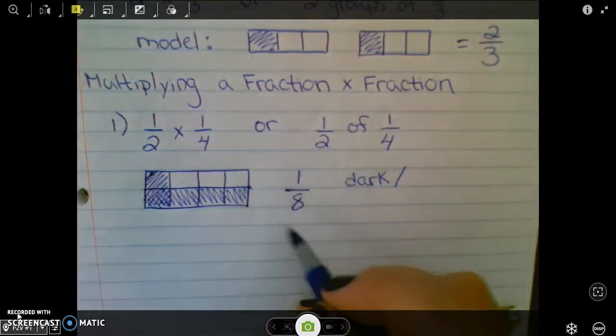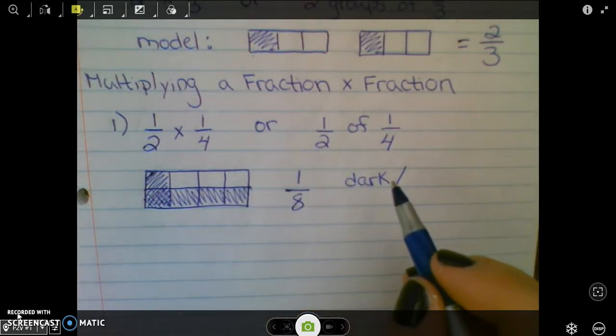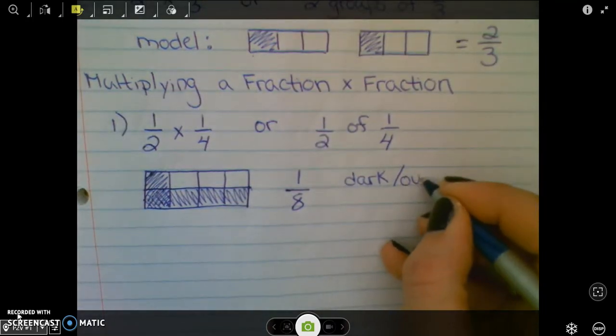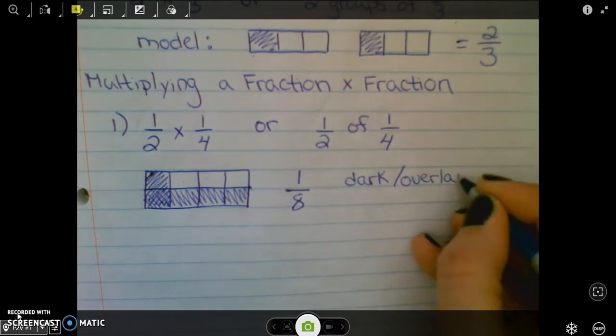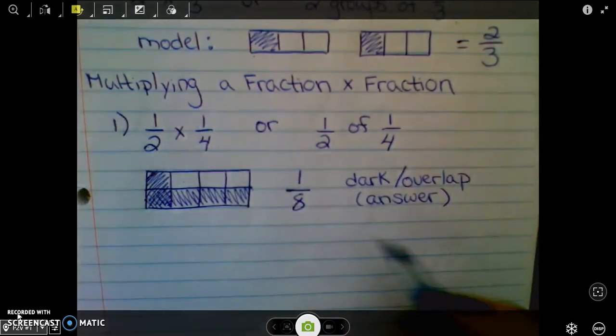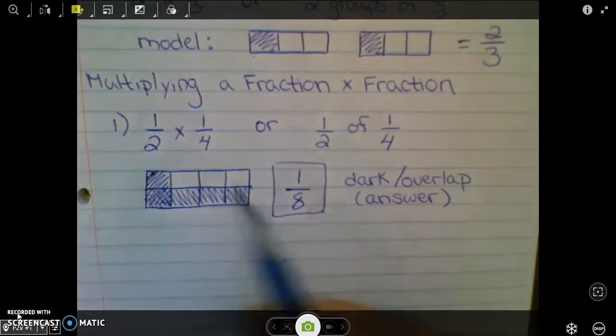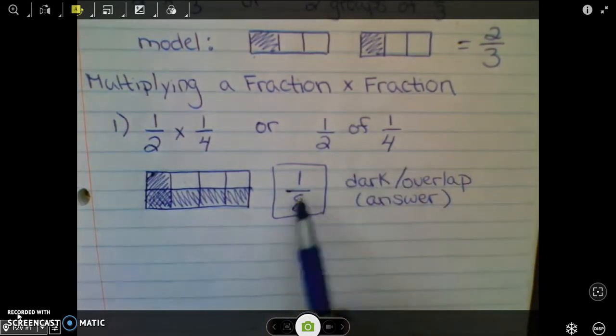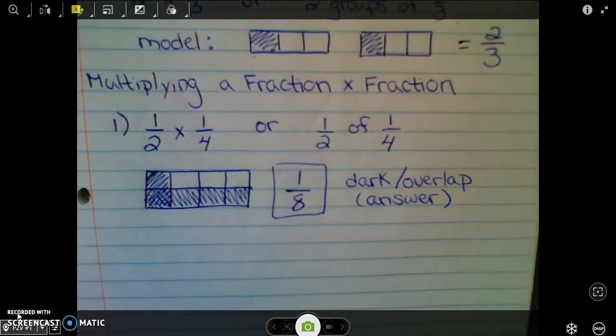Or if you're turning your pen to show the lines at different angles, or sometimes you could use different colors. If you're taking a test on the computer, or if we are using IXL, something on a computer screen that's in color, sometimes they will do 2 different primary colors, and where the 2 colors overlap, that is going to be your answer. So you can draw the model to help you answer the problem. So the answer to 1/2 times 1/4, or 1/2 of 1/4, is 1/8. That's our answer.